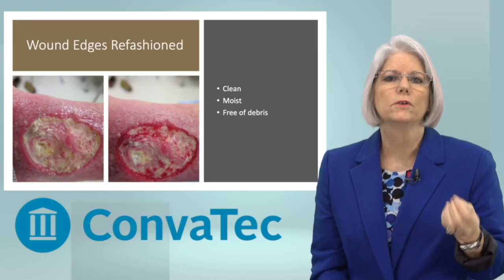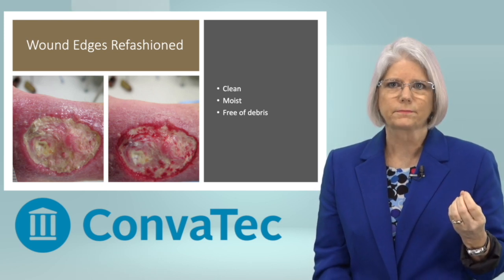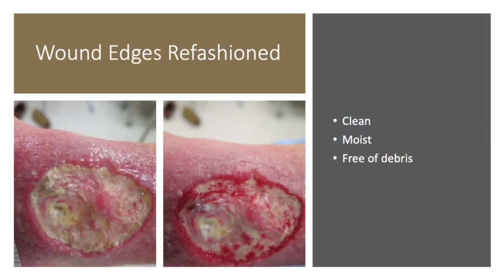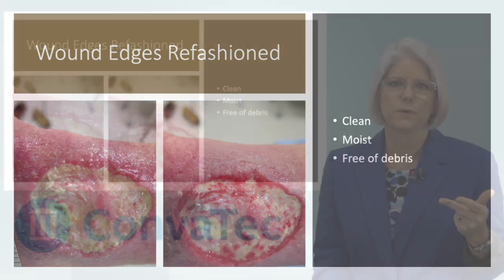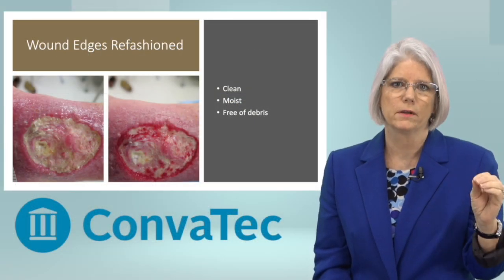So I'm going to conclude on this: a prime example of a wound edge refashioned, where you can see that you've got it clean, some light bleeding, so it's clean, it's moist, so the balance is good, and it's free of debris so that those cells can proliferate and they can migrate across.